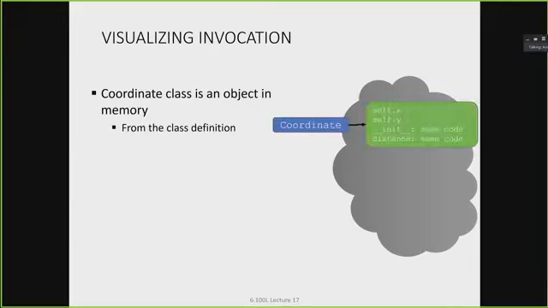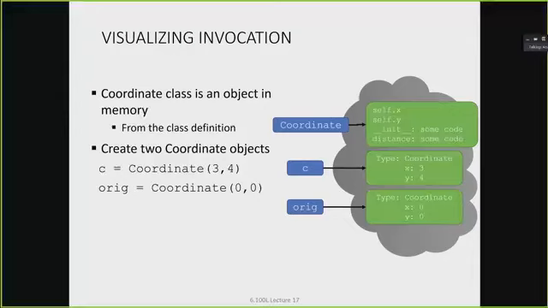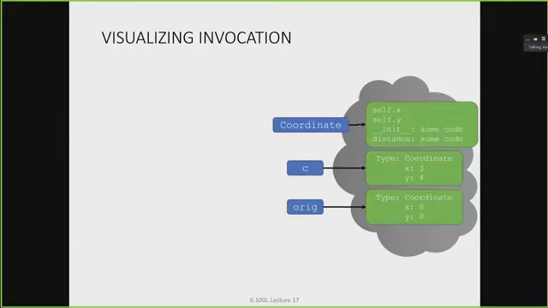So let's visualize that in our memory. Here I've got my class definition for a coordinate. It has some data attributes and some procedural attributes. I've got these two objects being created. c is this object of type coordinate. orig is this object of type coordinate. They've got different x and y values, but they both have some x and y values.